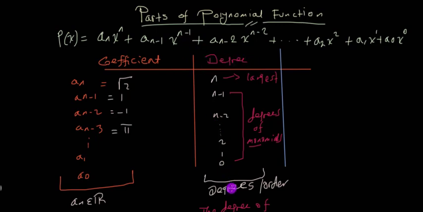Always, the degree n should be an element of the positive integers. We can't have a negative exponent, and we can't have a rational exponent. So this is the coefficient and degree.